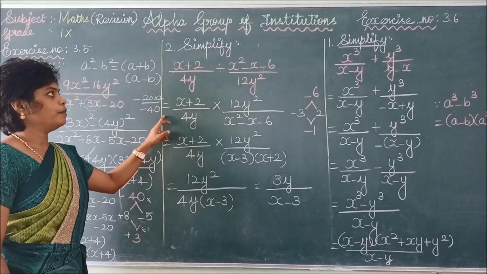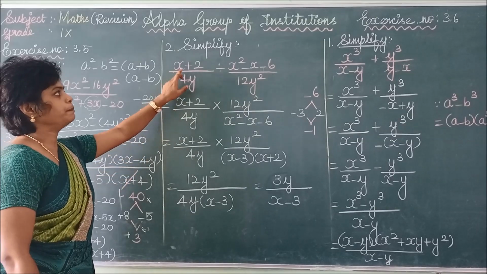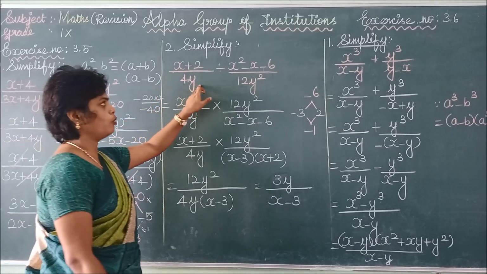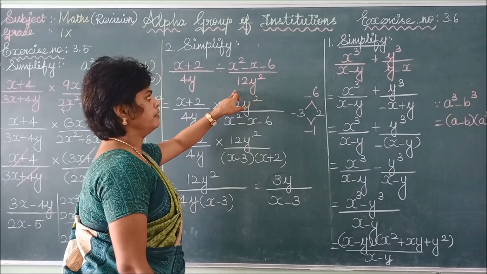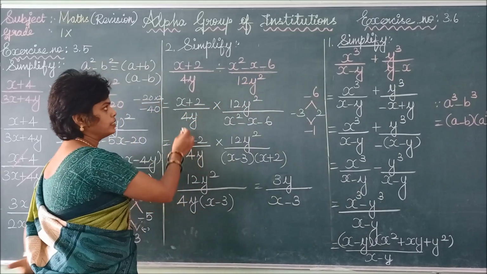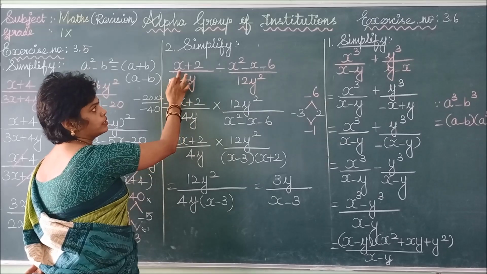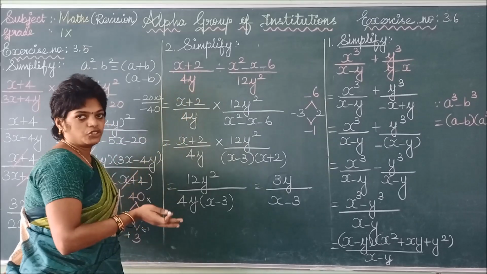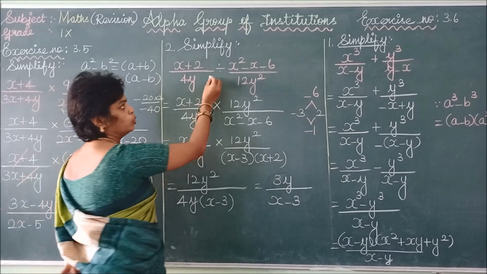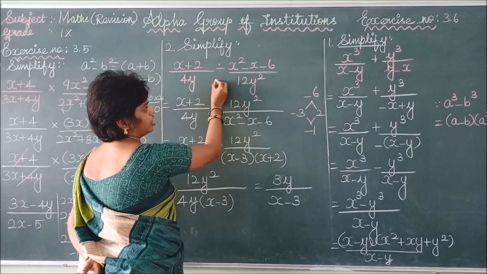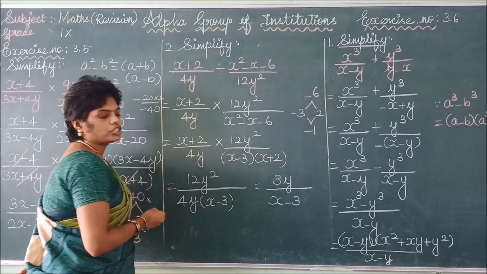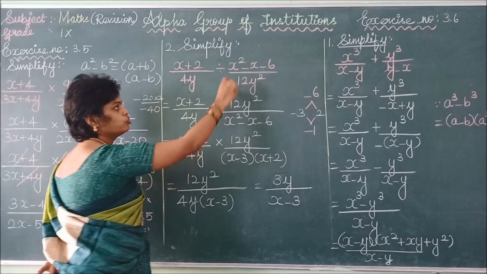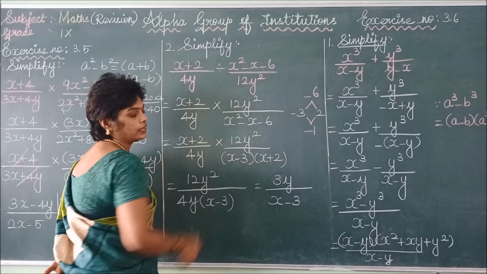Look at the second problem. Simplify x plus 2 divided by 4y, divided by x squared minus x minus 6 divided by 12y squared. So listen here. This x plus 2 and 4y cannot be changed. You can keep them as they are. Look at the operation given here. Here the operation is division, so we can change the operation to multiplication. You have to change the next term into a reciprocal.